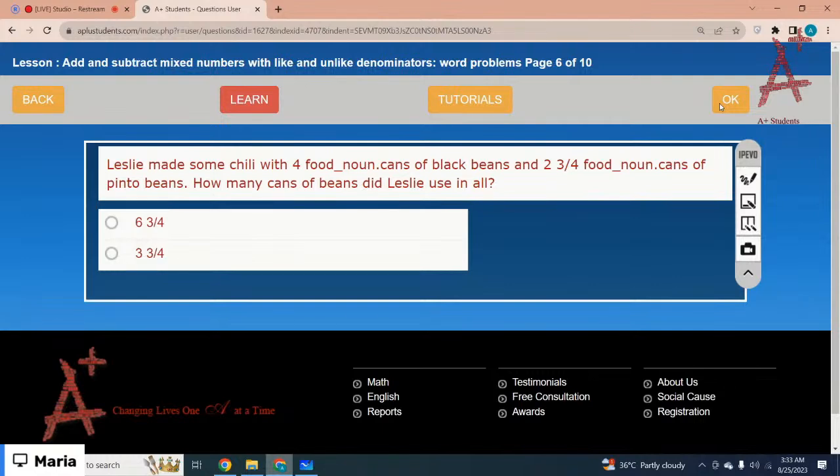You have to add, right? Just add their whole portion. 4 plus 2 is 6, so that would be simply 6 whole 3 over 4. Option number 1 is the correct option, right?